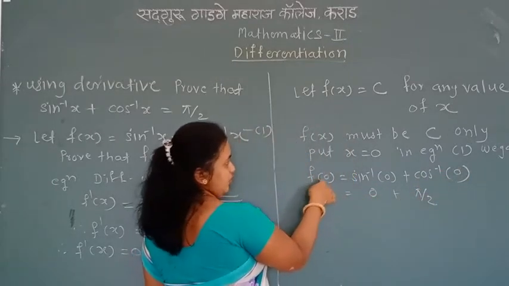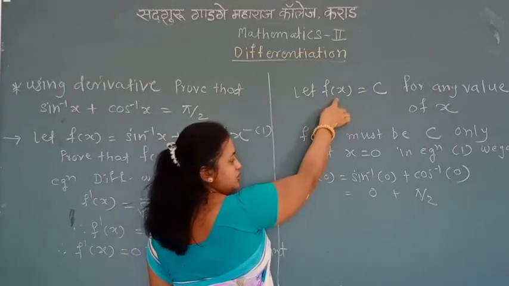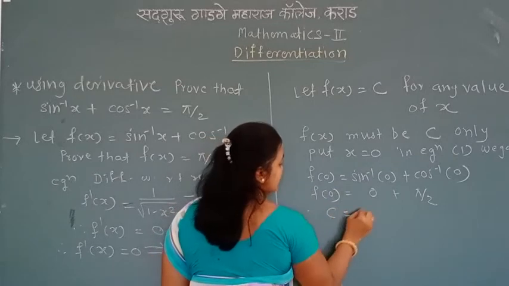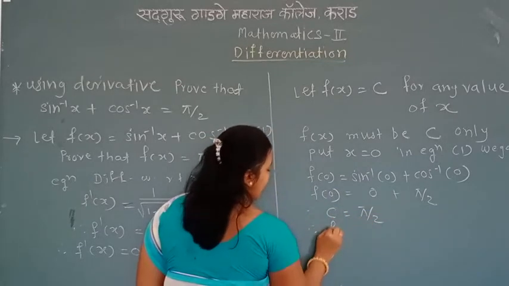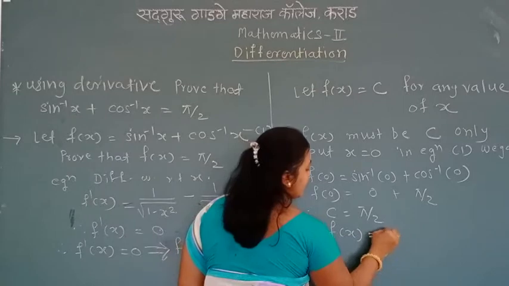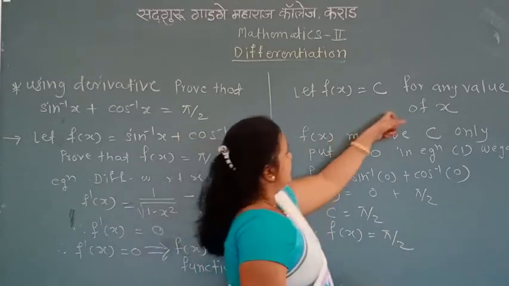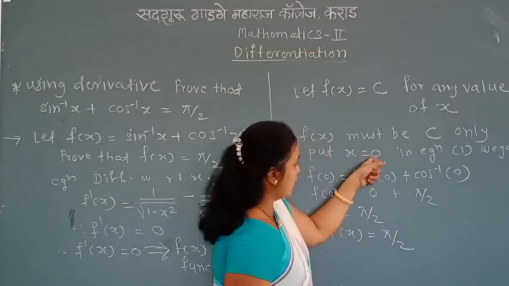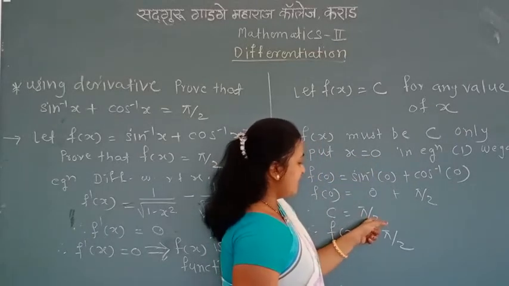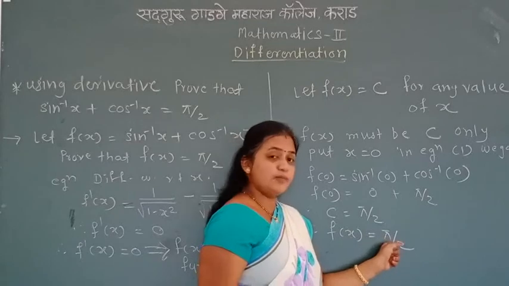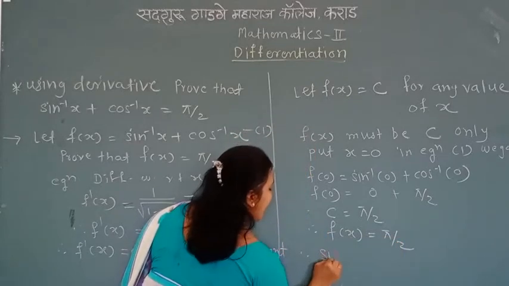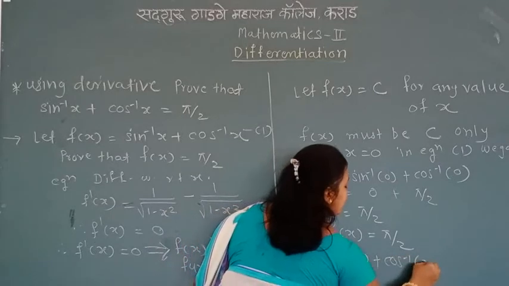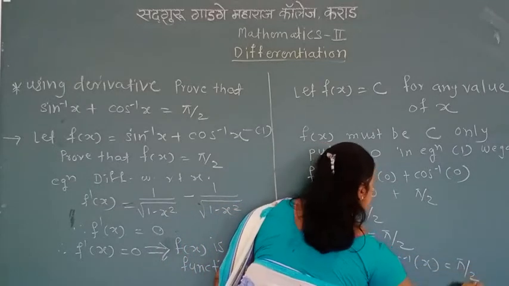So f of 0, यहाँ पे x is equal to 0 पुट किया तो f of 0 is equal to c is equal to pi by 2. That means f of x is equal to pi by 2 because for any value of x, and x क्या लिया हमने 0. So c क्या मिला हमें pi by 2, means f of x is equal to pi by 2. Hence prove sin inverse of x plus cos inverse of x is equal to pi by 2.